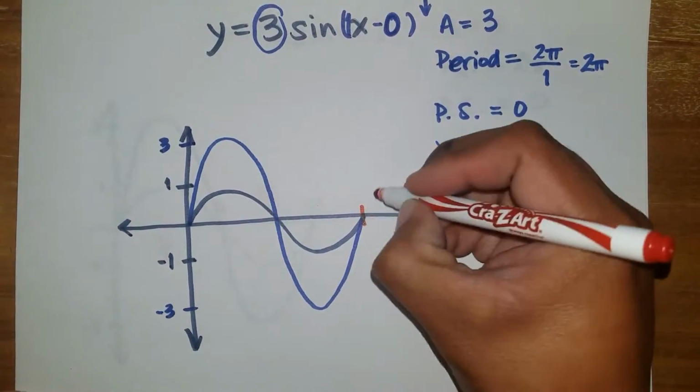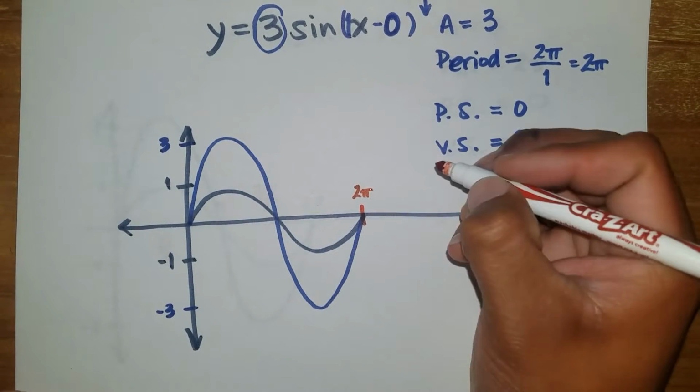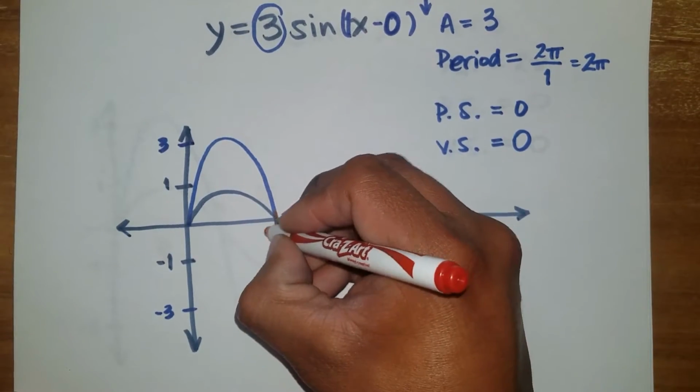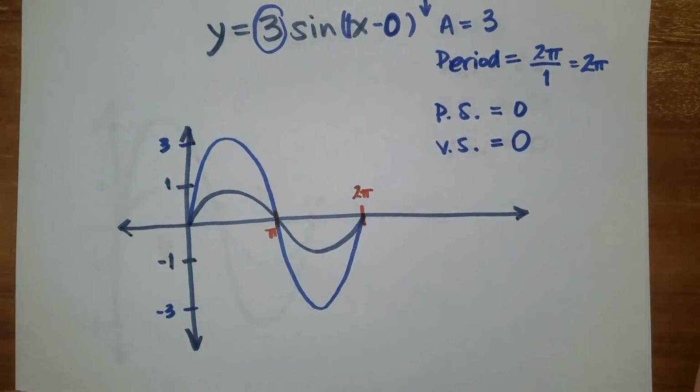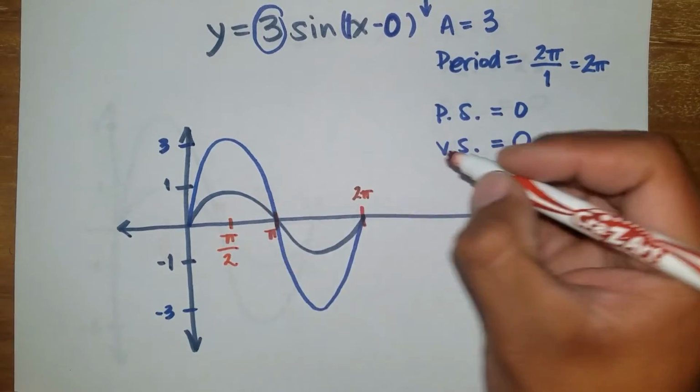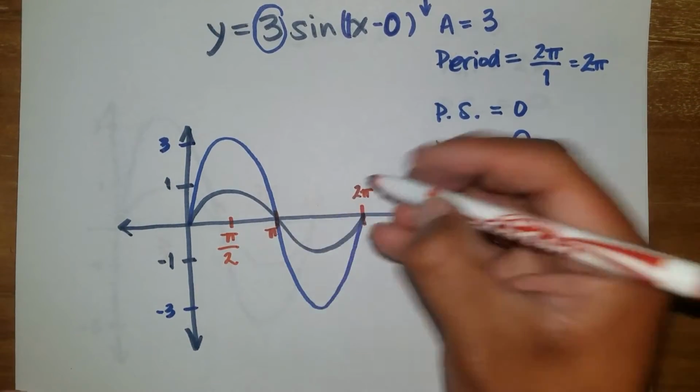Here we're going to put the intervals, which is 2 pi, half of that is pi, half of pi is pi over 2, and if you add pi over 2 plus pi, you'll get 3 pi over 2.